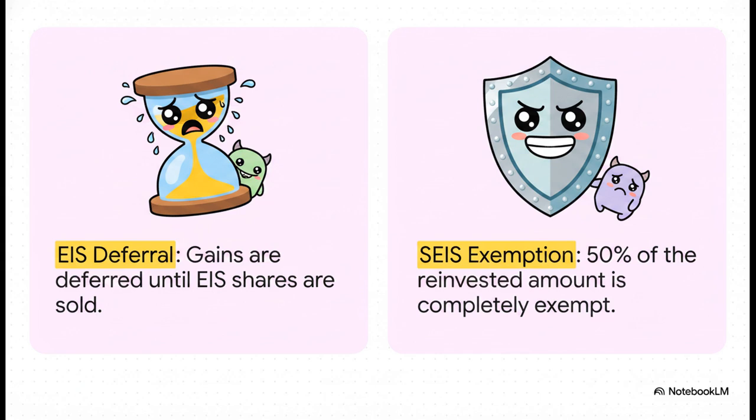But over on the right with SEIS, it's a totally different ballgame. 50% of your reinvested amount is completely wiped out. Poof, gone. It's a permanent exemption, not just a delay.